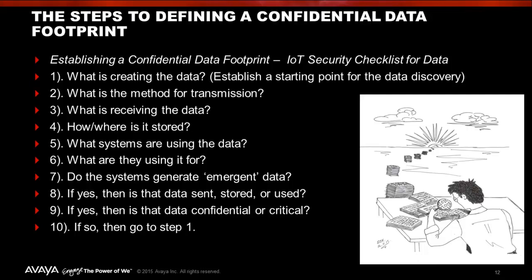What do I mean by that? Well, obviously, if it's sent somewhere, it could be sent to be stored. It could be sent to be used, or the element that's generating the data could be using it to tune itself, to modify its behaviors. If the answer to that is yes, then you have to say, well, is that data confidential or critical? Most probably, if what you've done up till now is critical, then this probably is too, because this is actually giving you the result or influencing everything that's gone on up until this point, and it could very well be a looped data footprint. If the answer to that is yes, then 10 takes you back to step number 1.